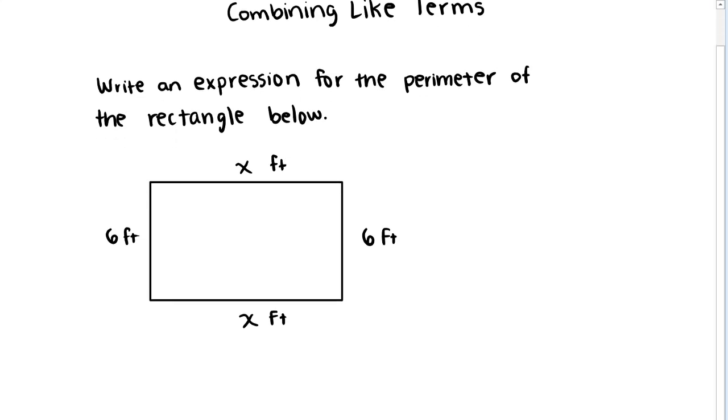So here we're given this rectangle with a side length of 6 and another side length of some unknown measurement x feet, and we're asked to write an expression for the perimeter of this rectangle. And so let me remind you that the perimeter is just the measurement of the boundary of this shape. It's the sum of all the side lengths.